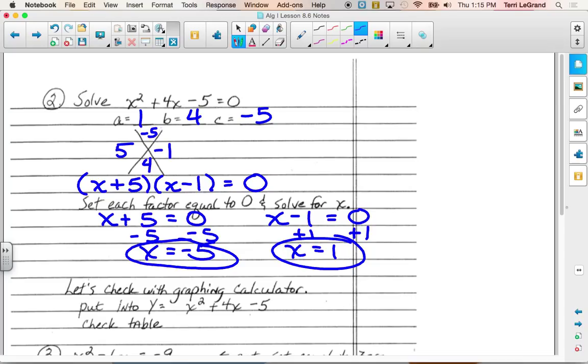And then it says, let's check with the graphing calculator. So if you've got it solved, why don't you go ahead and put that function into Y equals, and there's only one parabola to deal with. Why don't you do a Zoom 6 again also to get back to a standard window, and then see if that holds true. Does it cross the x-axis at those locations you've got?